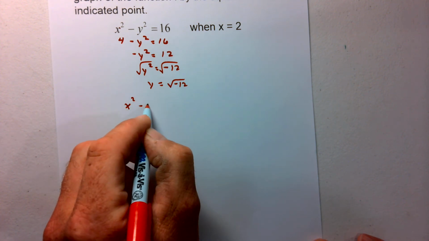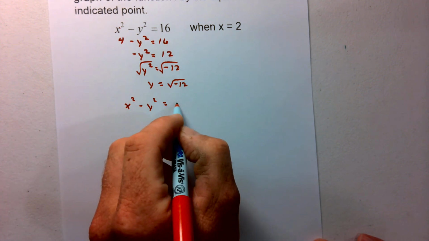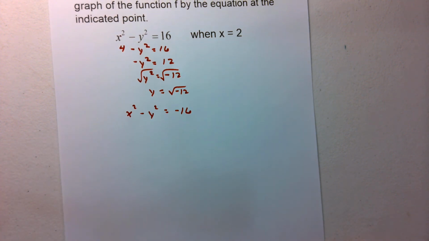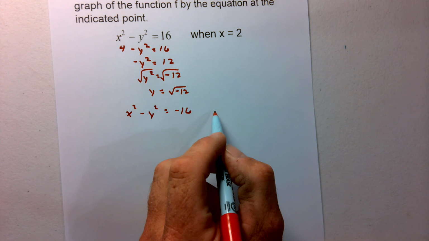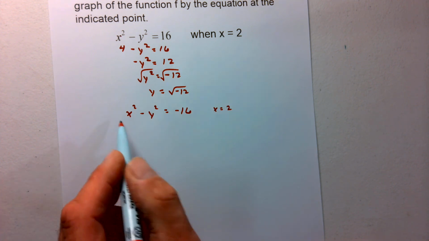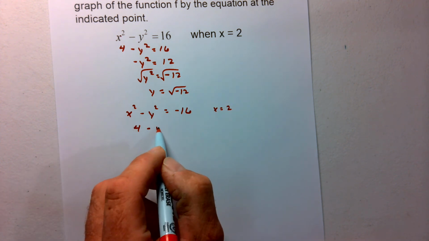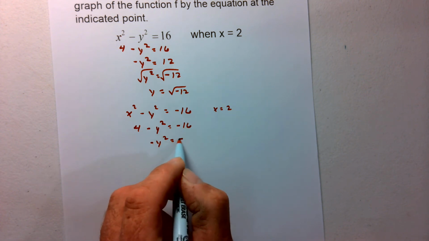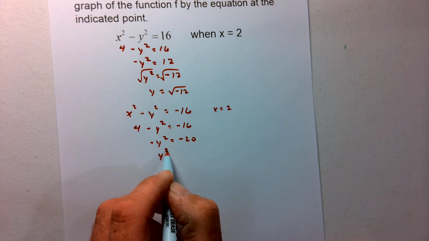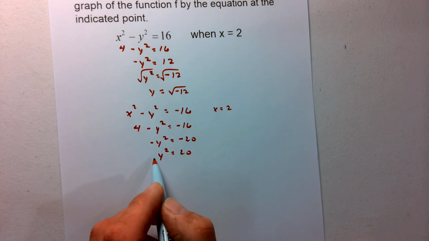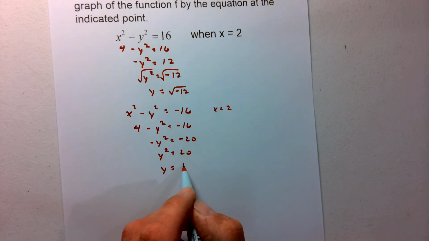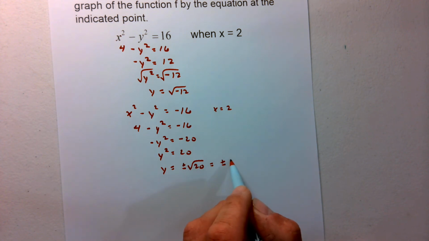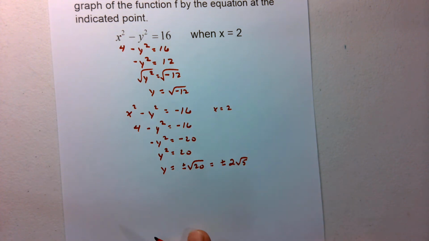What if we gave you x squared minus y squared equals, how about if we make it negative 16? Maybe this will work for us. So now if x equals 2, if I plug in 2, I get 4 minus y squared equals a negative 16. So negative y squared equals a negative 20. I got one that's going to work. Apologies for that. So y equals plus or minus the square root of 20. If you want to reduce that, we could do plus or minus 2 radical 5.